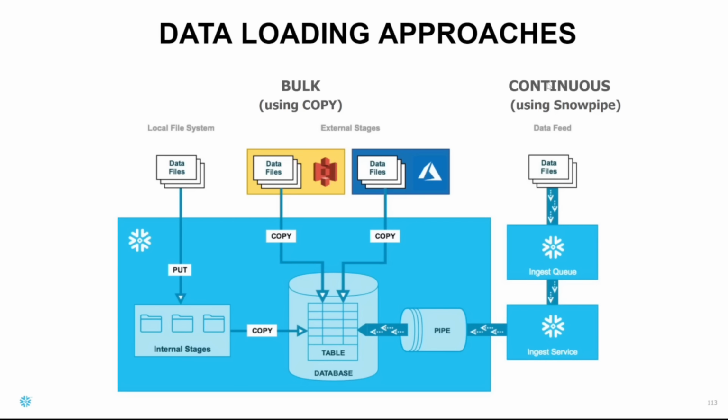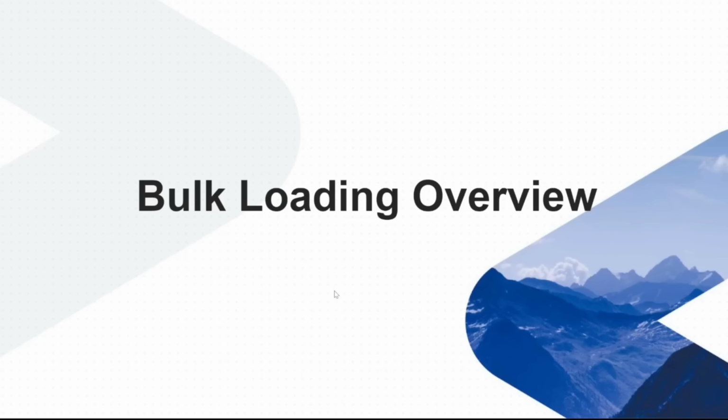The other one is the continuous data loading approach, where we use a Snowpipe to auto ingest the data coming from your external stages through an ingest queue and directly to a table. So these are the two different approaches currently we have in Snowflake to load the data from different stages. Now let's see them one by one. First, we are going to take a look at the bulk loading overview.